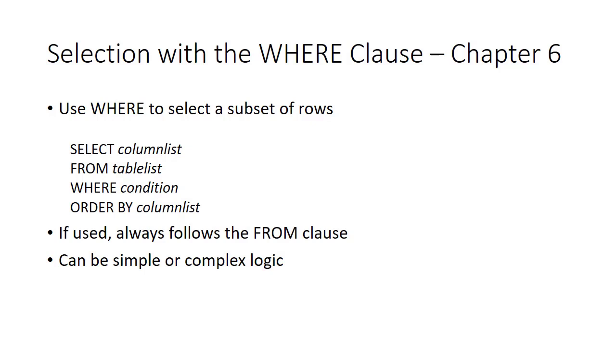Next, we're going to talk about the where clause. This is the material in Chapter 6. We use the where clause to select a subset of rows. In the select statement, select from our table list where, that's where we'll state our conditions, and order by. Where always follows the from clause. And one other thing I want to say is that the logic in the where clause can be simple or complex. We'll start out with some simple examples, and then after going over the material from Chapter 7, we'll practice writing some slightly more complex where clause statements.